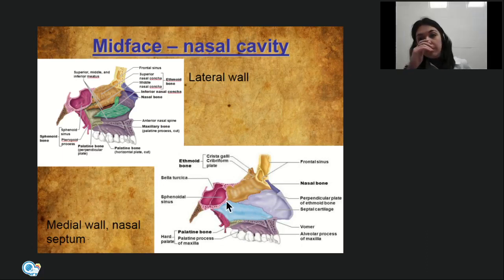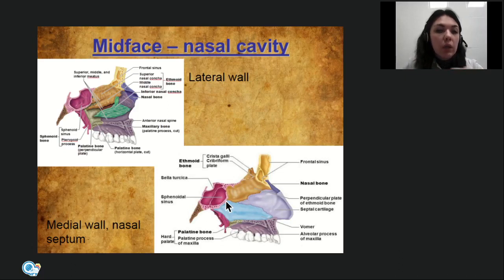The inferior wall of the bony nasal cavity is the hard palate. And it is at the same time the superior wall of the oral cavity. It is formed by the horizontal plates of the palatine bone posteriorly and the palatine process of the maxilla anteriorly. And the superior wall is formed by the cribriform plate of the ethmoid bone, as well as nasal bones, and the body of the sphenoid bone.